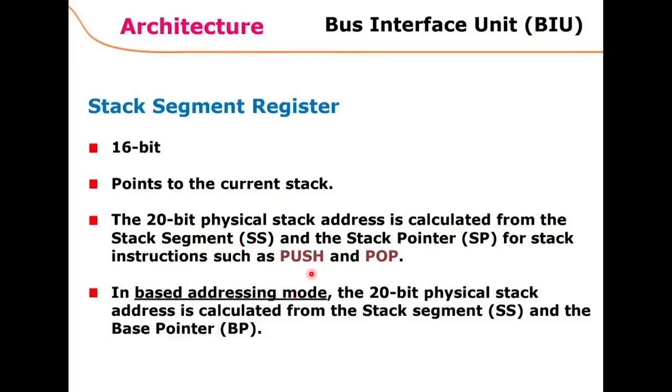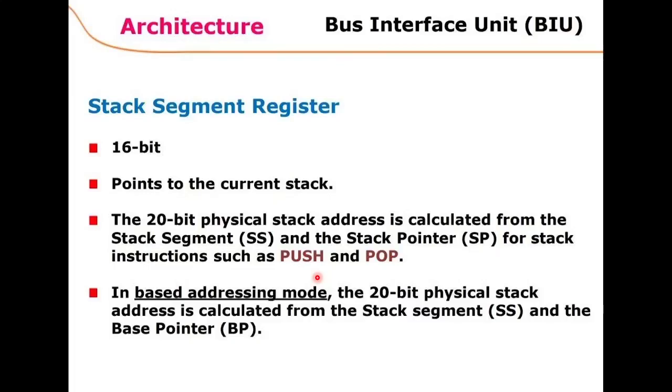Again the same formula: segment address into 10 plus offset equals physical address. The same formula is used to calculate the physical address for all the 4 segment registers to access memory locations in the external memory. Okay. In the based addressing mode, the 20-bit physical stack address is calculated from the stack segment and base pointer. So the base pointer can also be used to calculate the 20-bit physical address for the stack segment, only in the based addressing mode. What is this based addressing mode? We will see in the next concept, addressing modes.